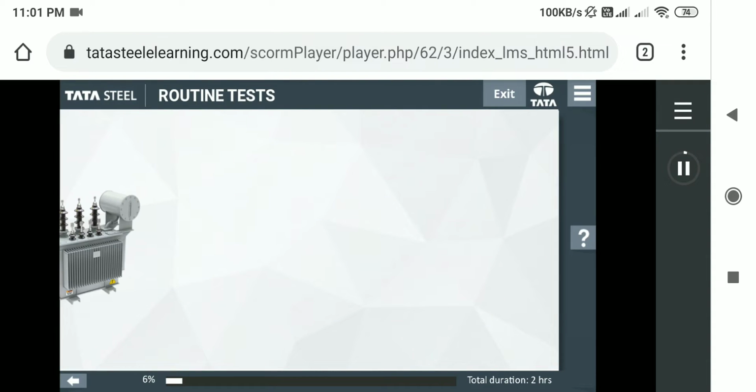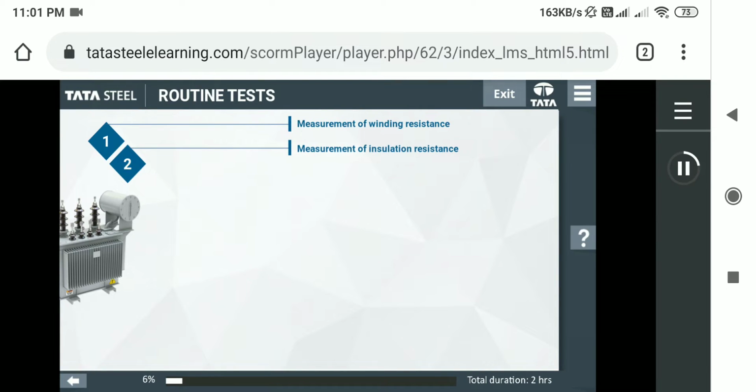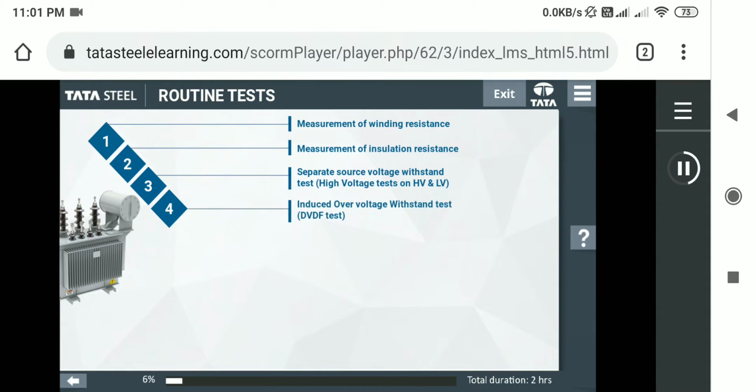Routine tests are carried out on each job and can be classified as follows. 1. Measurement of winding resistance. 2. Measurement of insulation resistance. 3. Separate source voltage withstand test, high voltage tests on HV and LV. 4. Induced over voltage withstand test, DVTF test.